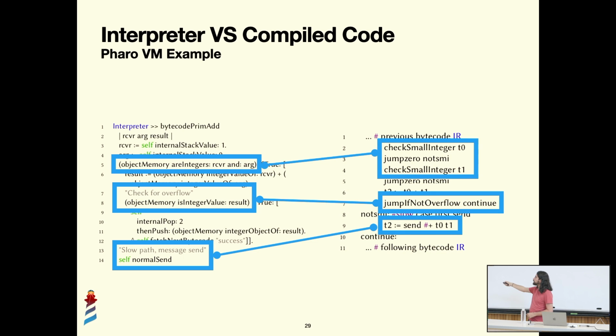So here we have to check that these two are integers, and here we do that too. We have to check that there's no overflow, and here we have to check the same. And here, otherwise, we have to do a message send. So the compiled code, even if it's not in the same representation and doesn't have the same data structures, will be faster, and it doesn't have the same shape, but they do the same thing. So that means that we can use them to do this differential testing.